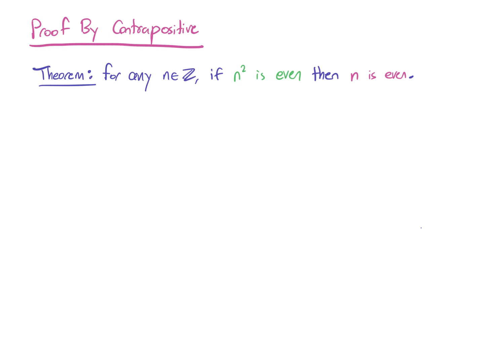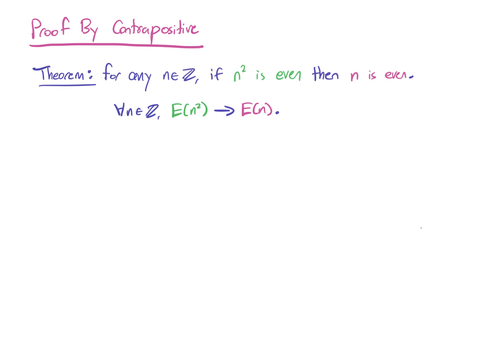If we were to write this out in logical symbols, for all n in Z, E of n squared implies E of n. Now, I'm not going to go through an entire attempt to prove this directly. I just want to highlight that it's not really obvious how you would do the proof that shows this arrow, that if n squared is even, then n is even.